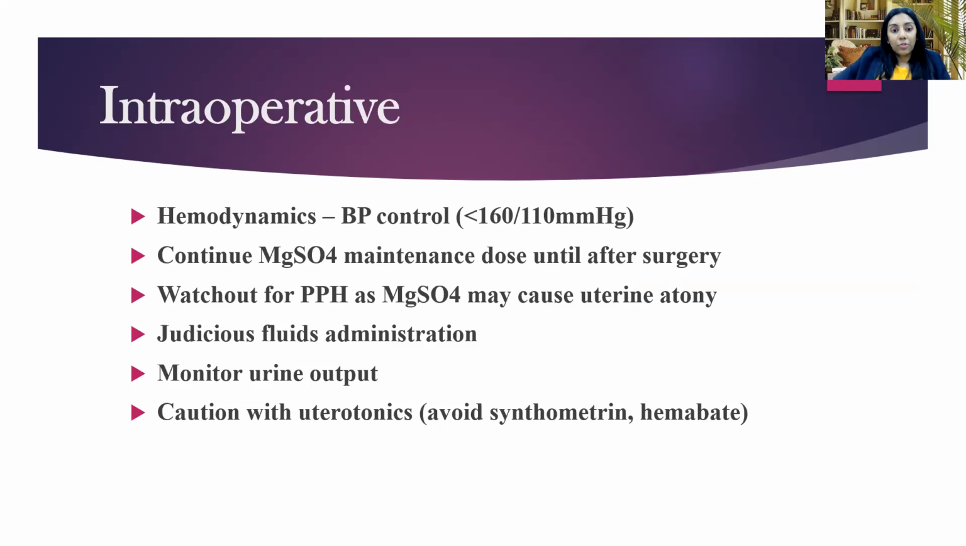So in terms of intraoperative management, what we want is BP control. So we actually want to target our BP lesser than 160 over 110 millimeters mercury. It's best to continue the magnesium sulfate maintenance dose until after the surgery. But sometimes with your volatile agents, your BP actually comes down. So you have to be a bit cautious on the rate of magnesium sulfate that you want to give intraoperatively. And magnesium sulfate can cause uterine atony, so watch out for your PPH.